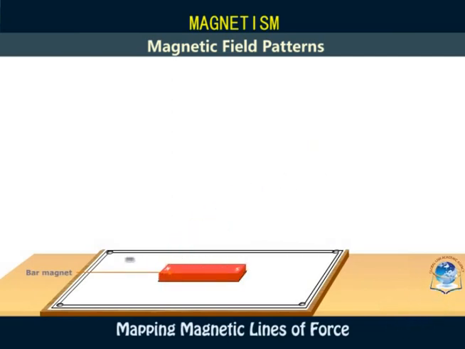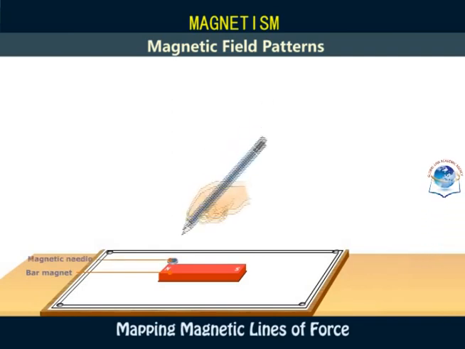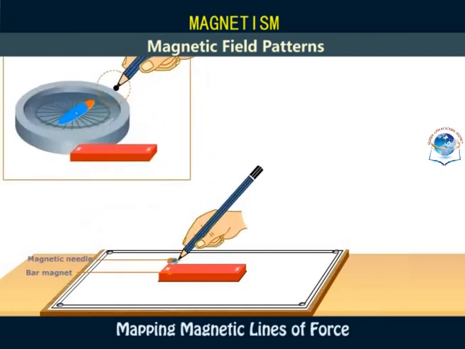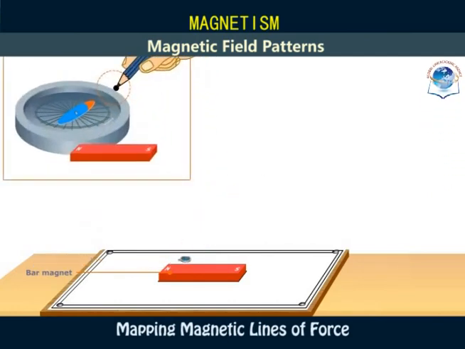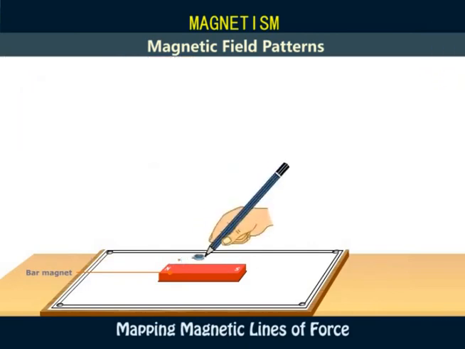Place a compass at the North Pole. The compass needle comes to rest in a particular direction. Mark the other end of the needle as shown here. Move the compass such that its south pole is where the North Pole was and mark the new position of its North Pole. Repeat this until you reach the other end of the magnet.